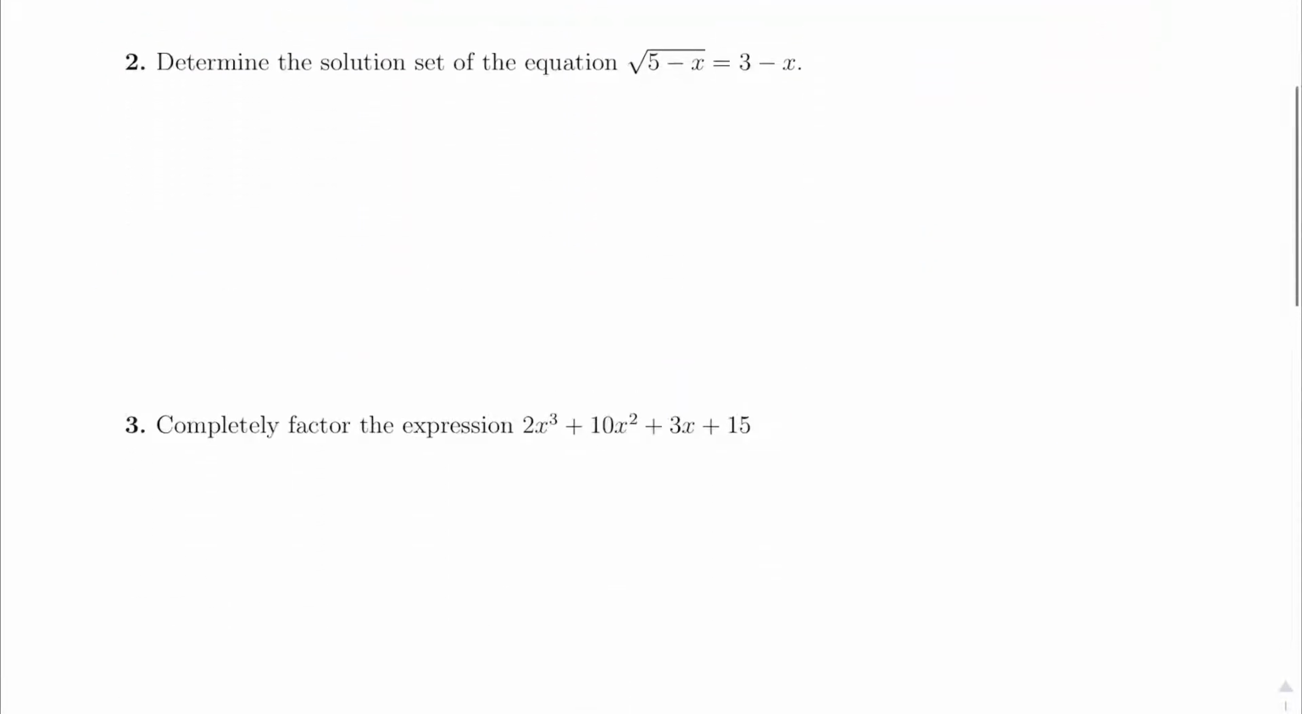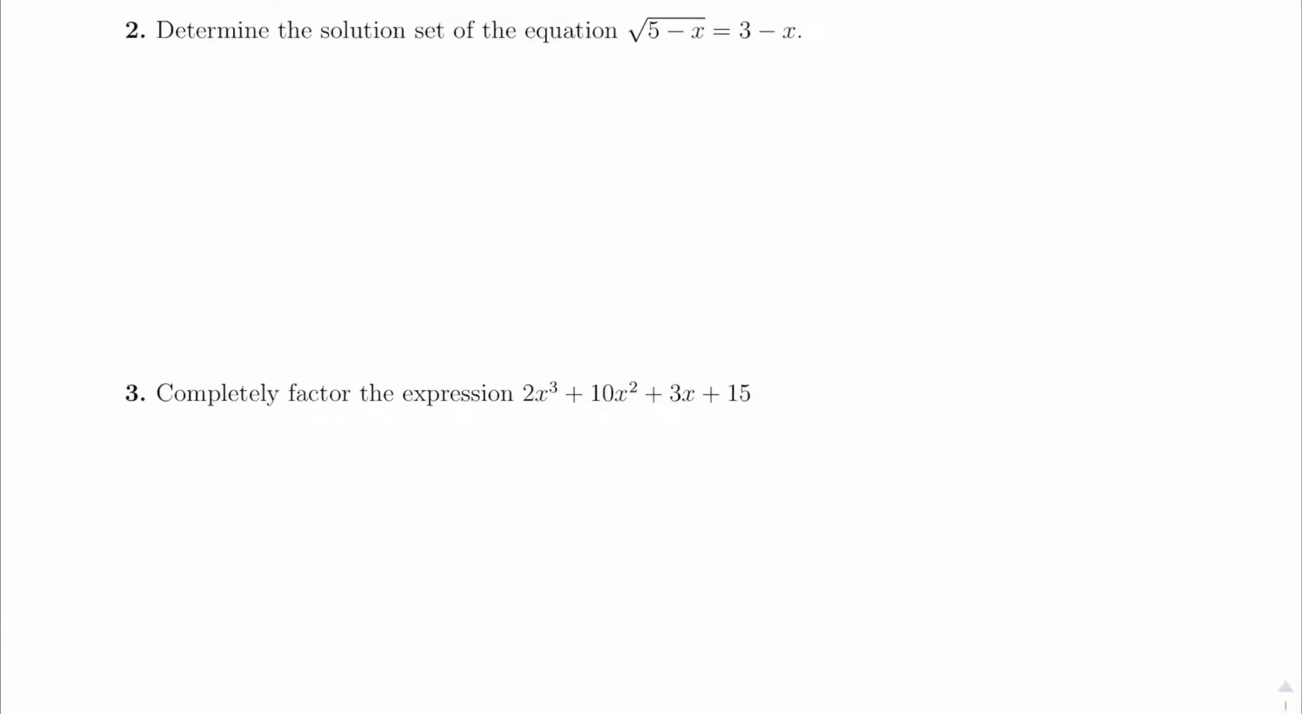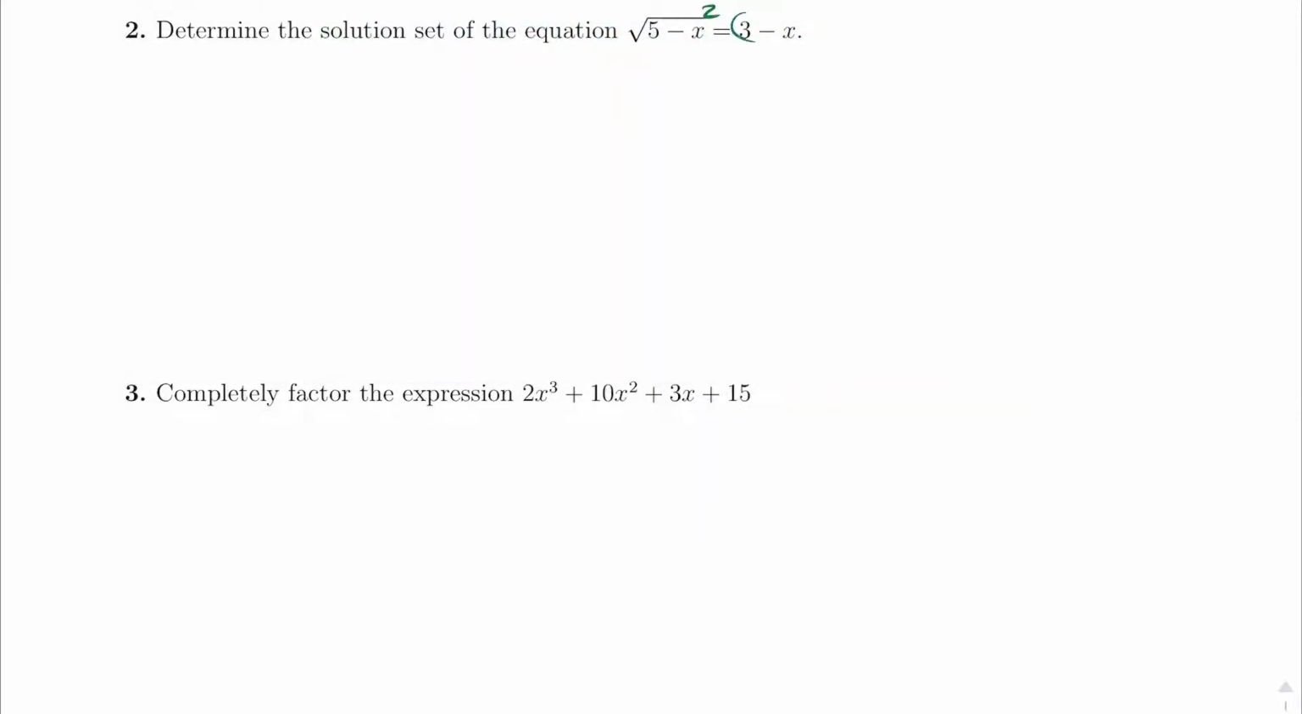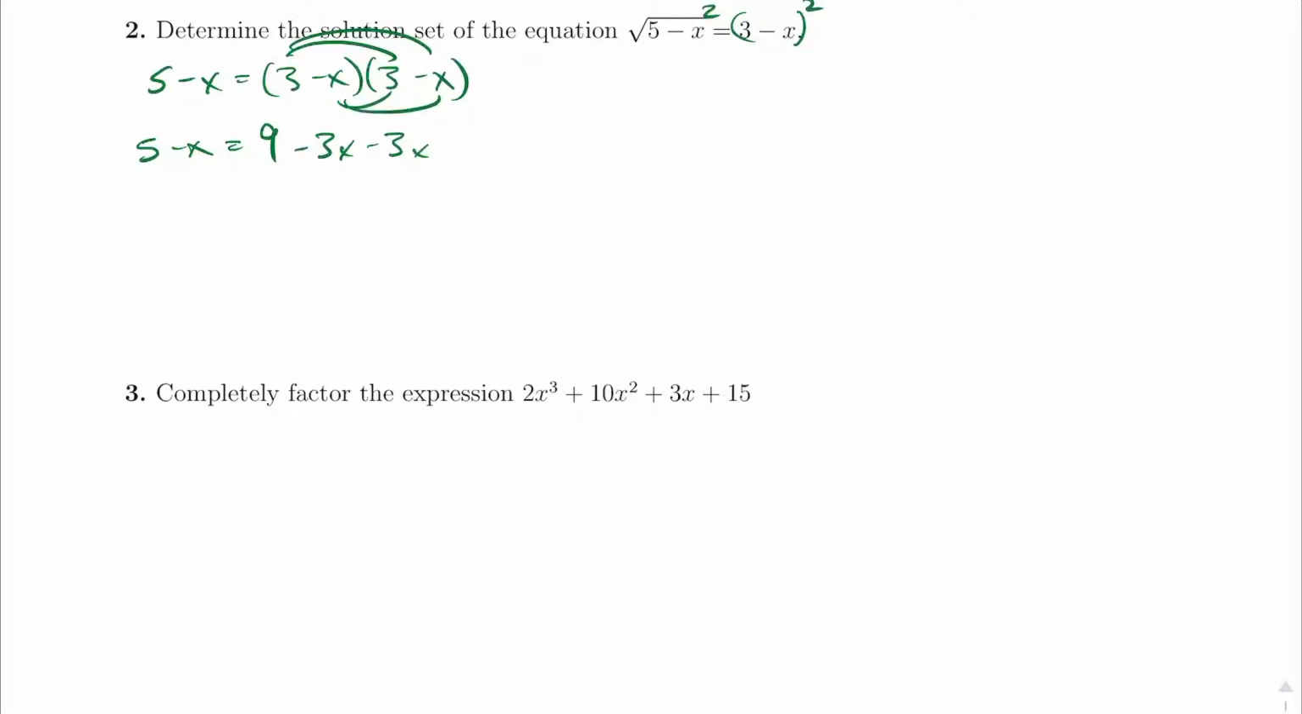Determine the solution set of the equation square root of 5 minus x equals 3 minus x. So to solve these, we want to get rid of the square root, so we square both sides. That gives us 5 minus x equals 3 minus x times itself. It's important that we write it this way because that reminds us to distribute, getting 9 minus 3x plus x squared. Rearranging the terms and combining like terms gives us x squared minus 6x plus 9.